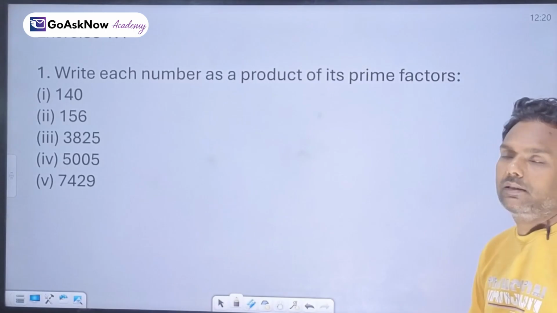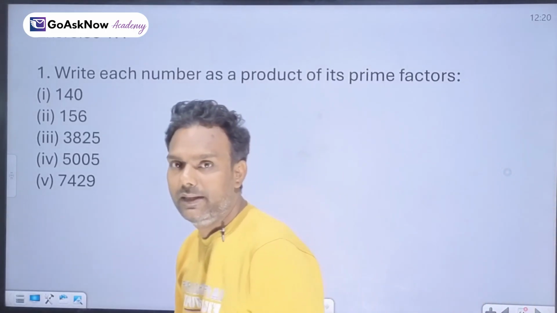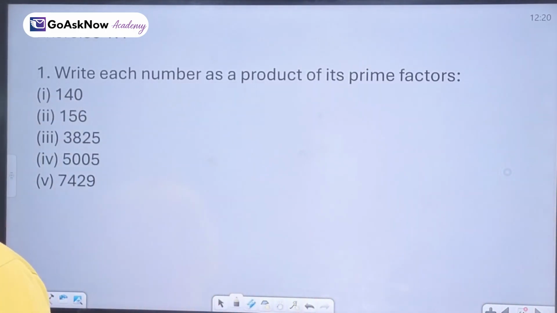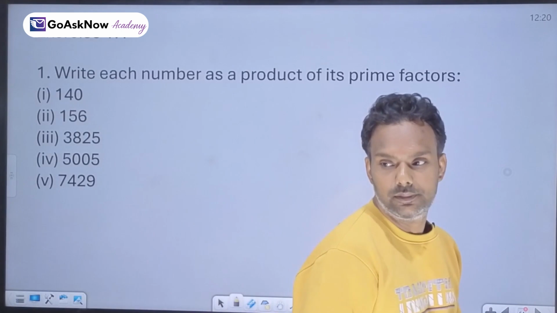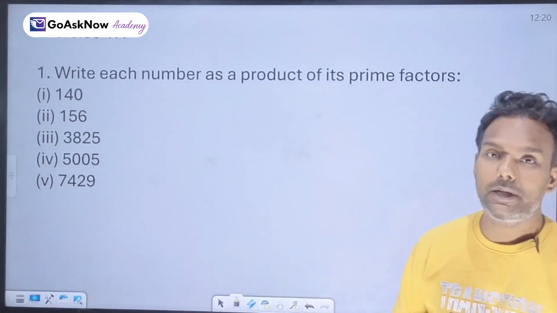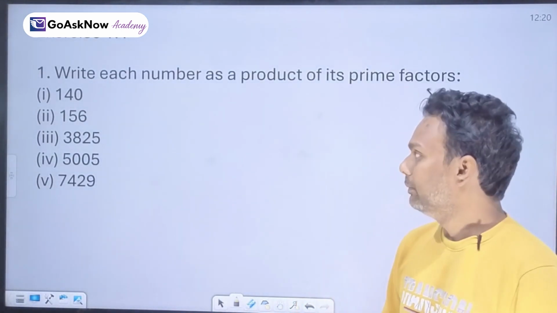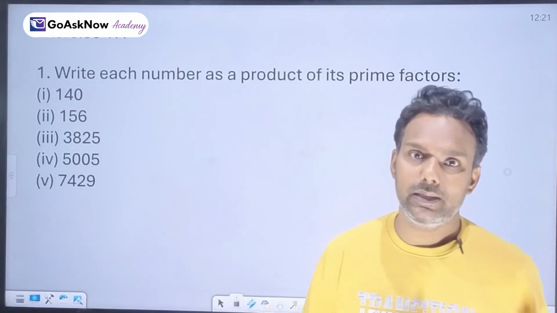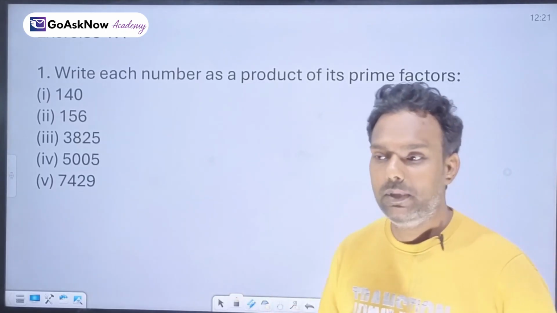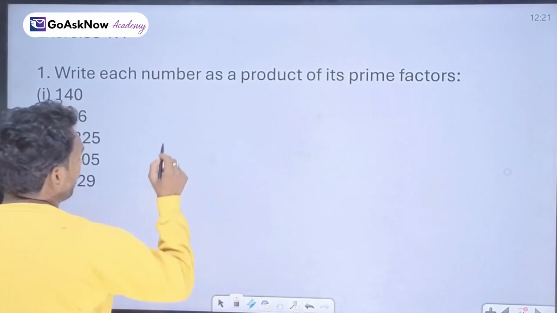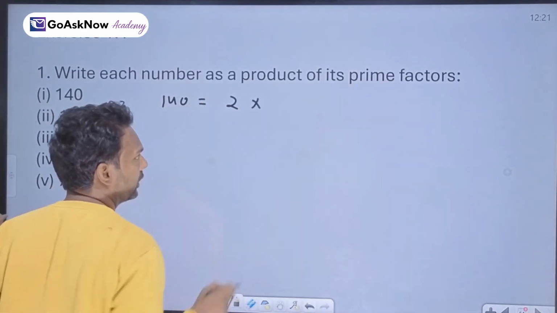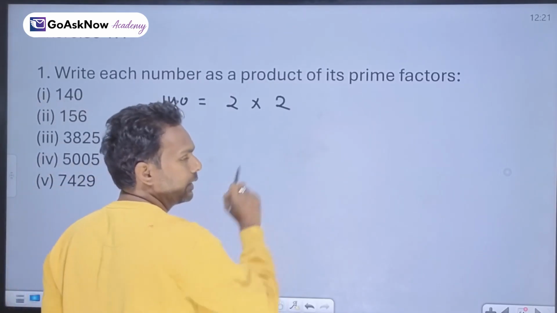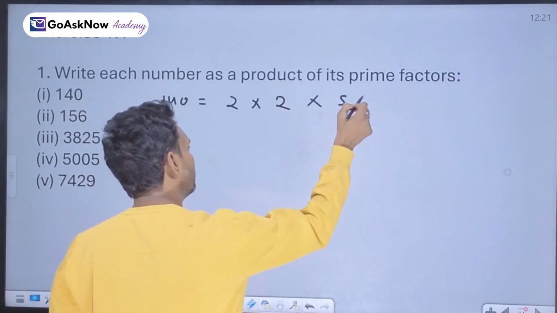Now we are going to start the exercise. Exercise 1.1. Write each number as a product of its prime factors. And what does this represent? This represents the fundamental theorem of arithmetic, that every number n can be represented as the product of its prime numbers. So what is 140? 2 into 70. 70 can be written as 2 into 35. 35 can be written as 5 into 7.